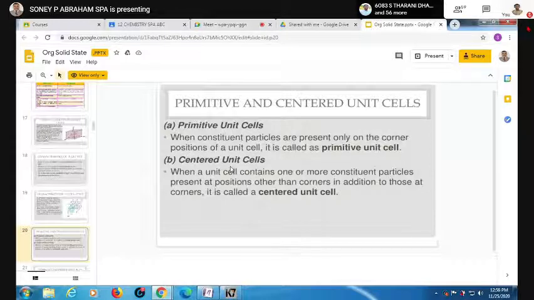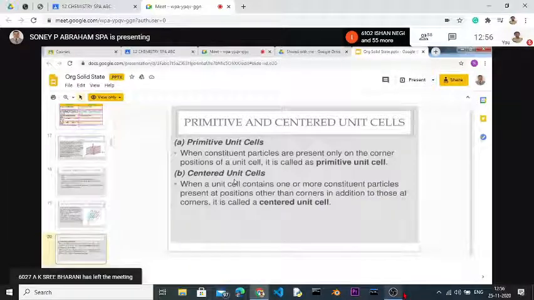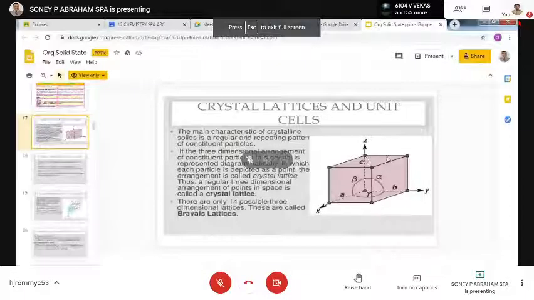And a unit cell can be mainly two types: either a primitive unit cell or a centered unit cell. Primitive and centered. Now, let this be a unit cell. This is an example of a primitive unit cell. What makes it a primitive unit cell?